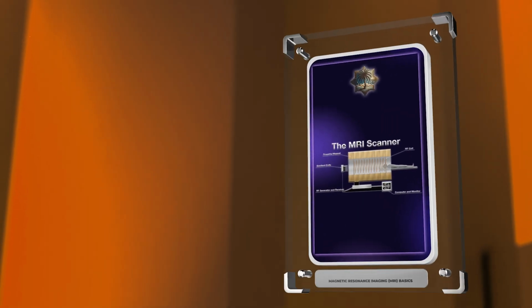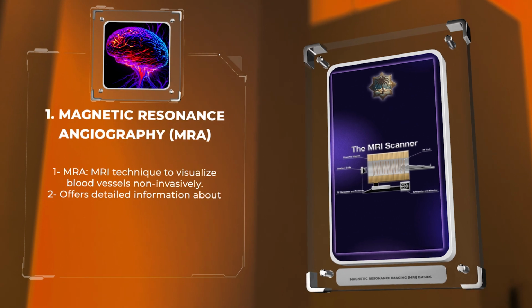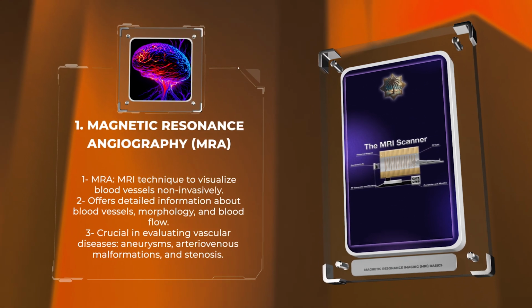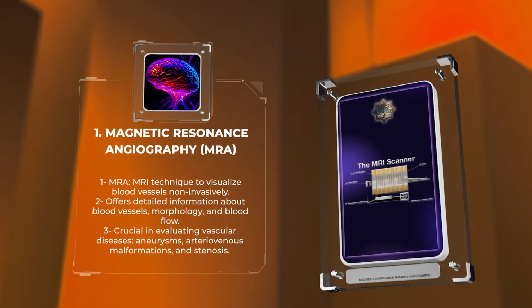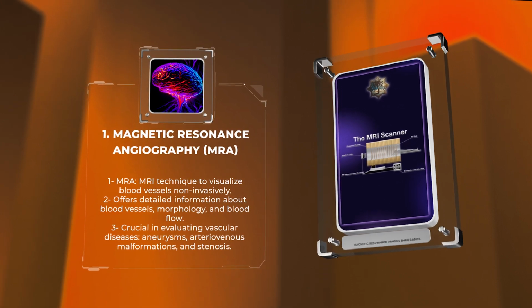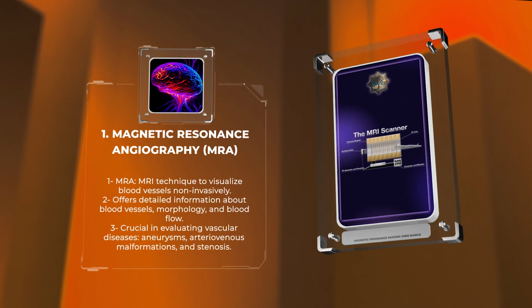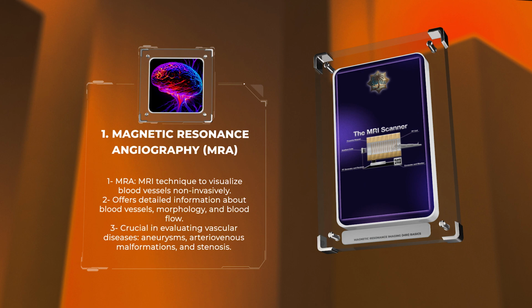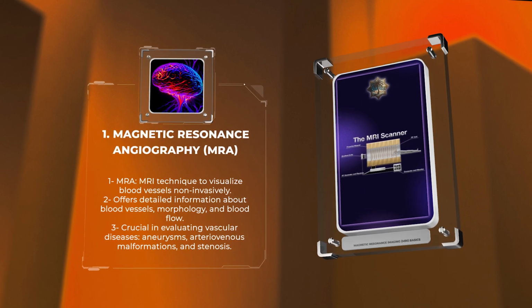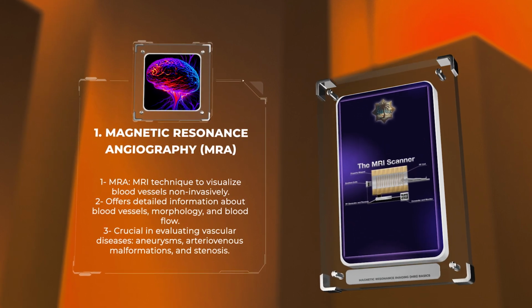Magnetic resonance angiography, MRA, is a specific MRI technique used to visualize blood vessels in a non-invasive manner. It offers exquisite spatial resolution, providing detailed information about blood vessels, their morphology, and blood flow. MRA plays a crucial role in the evaluation of vascular diseases, such as aneurysms, arteriovenous malformations, and stenosis.